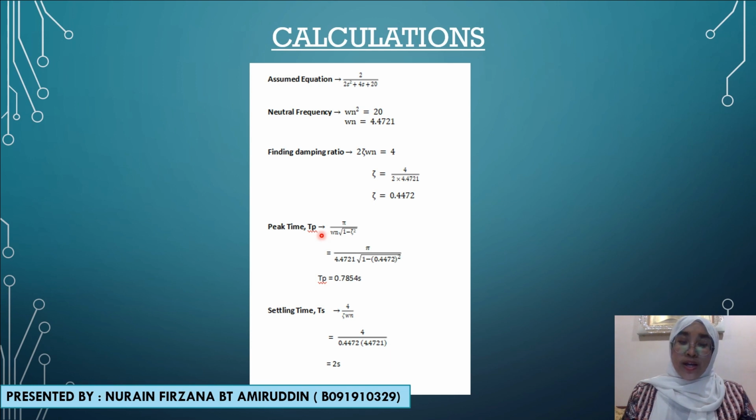Next, we need to calculate the peak time, Tp, which is pi over Wn square root 1 minus zeta squared. So, the final result will be 0.7854 seconds. For the settling time, Ts will be 4 over zeta Wn, and the final result for the settling time is 2 seconds.